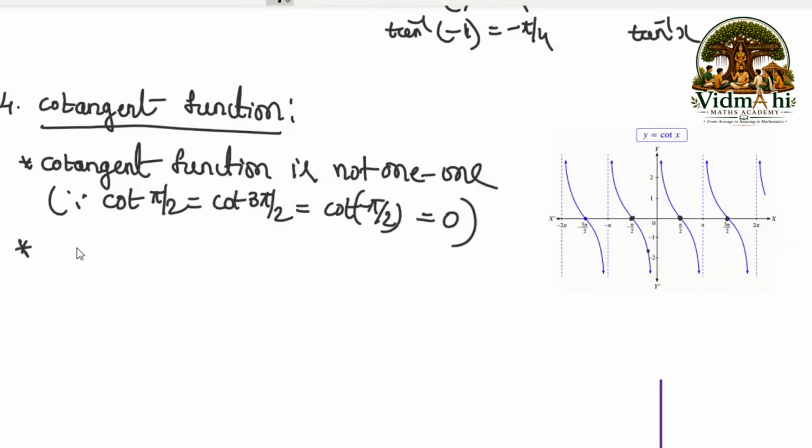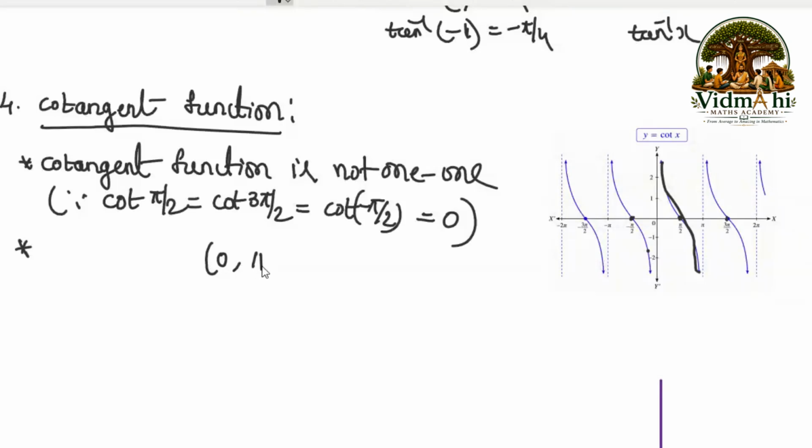So we have to restrict the domain. Observe here, from 0 to pi, in between that. Here the dotted line represents the excluded points. That means at 0, at 180, at 360, the cot function is not defined. That's why the dotted line represents the excluded points. Observe here, in between 0 to pi, the cot function is decreasing and also one-one.